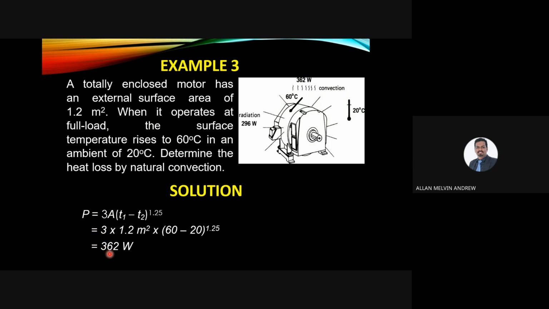So the heat loss by natural convection is 362 watt. So this is the formula for natural convection.